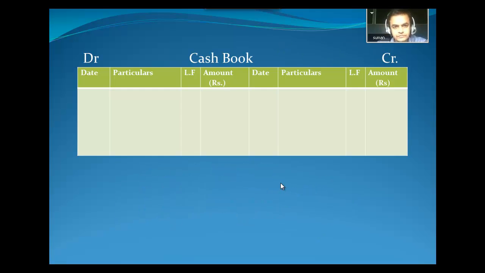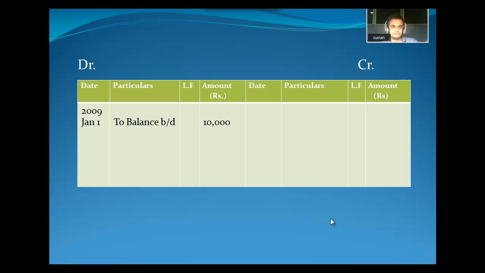Now this is the format of Cashbook. It will have 8 columns. First column will be date column, next particulars, then ledger folio, then amount column, again date column, particulars column, ledger folio and amount column. The left hand side will be debit side and the right hand side will be credit side. As cash is a real account, the rule will be debit what comes in and credit what goes out. If cash is coming, it should be debited. If cash is going out, it should be credited.